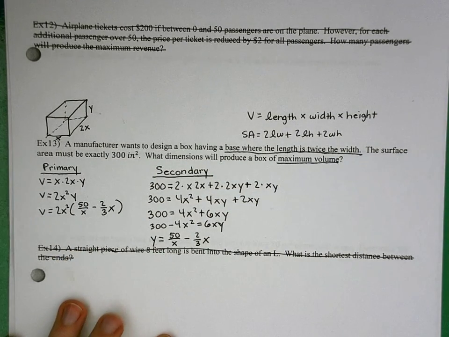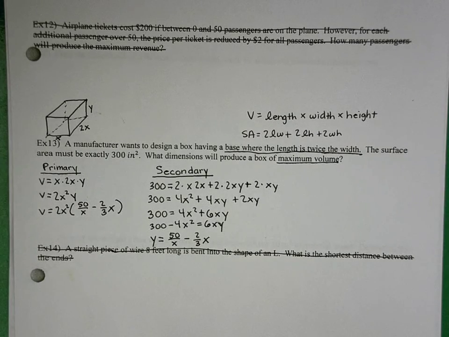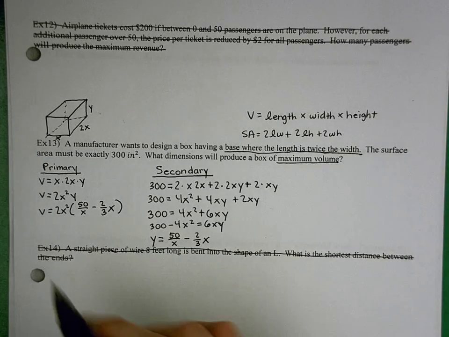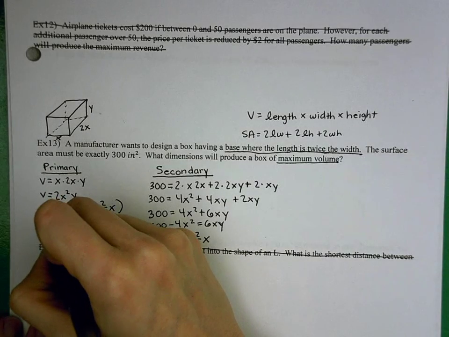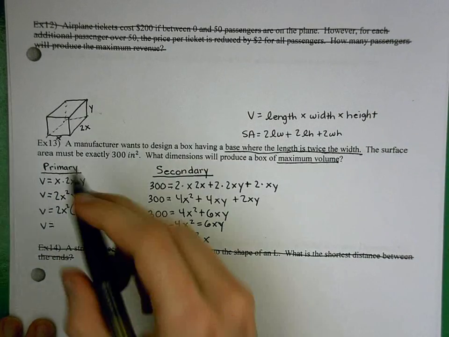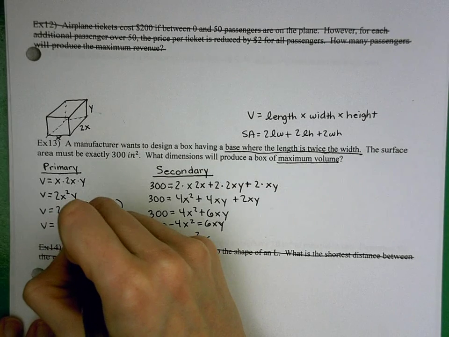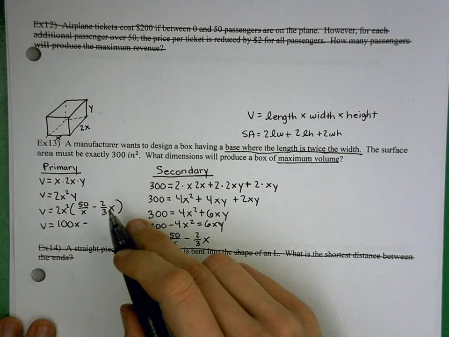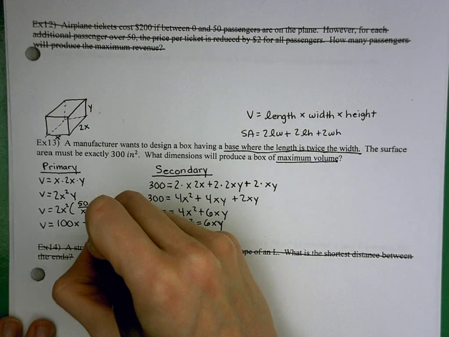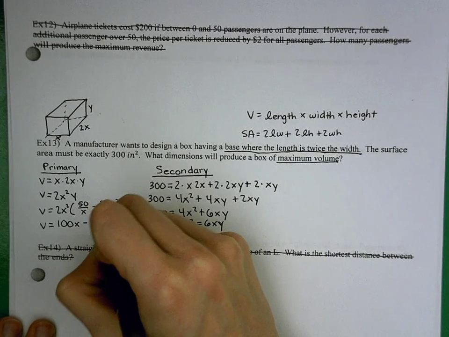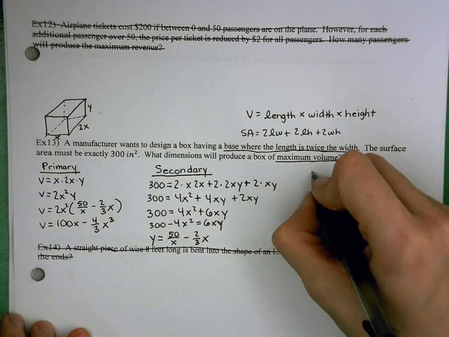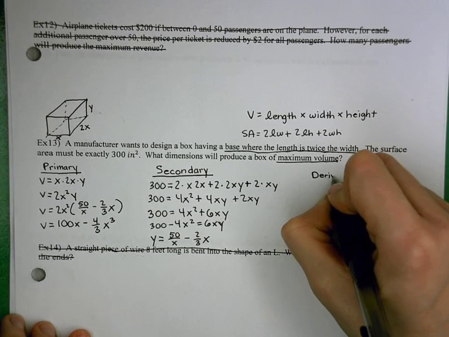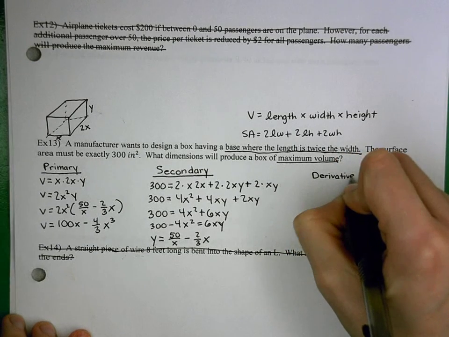At this point, you're now on to the next step, which is to take the derivative and set it equal to 0. You could do product rule here, but I'm going to go ahead and choose to distribute n so that I can just do power rule. So 2x squared times 50 over x gives me 100x. And 2x squared times 2/3 x gives me 4/3 x cubed. And that's where I'm then going to take the derivative and set it equal to 0.